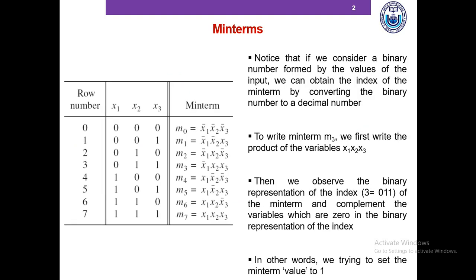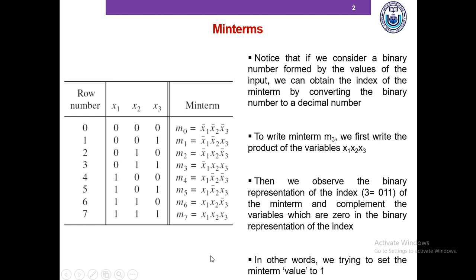For a function of n variables, the product term in which each of the n variables appear once is called a minterm. The variables may appear in a minterm either in uncomplemented or complemented form. So for a given row of the truth table, the minterm is formed by including the variable x if x equals 1 and by including x bar or x naught if x equals 0.